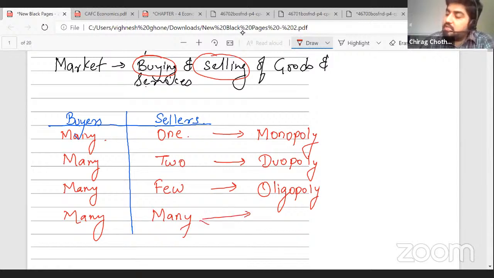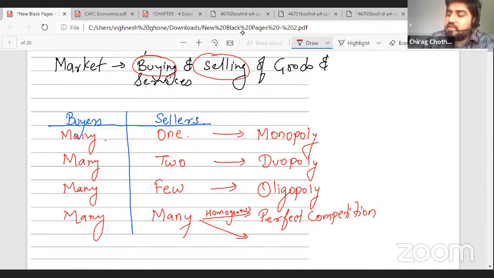Now, many sellers, many buyers, students, it can be again further classified into two parts. Many sellers, many buyers, if they are buying and selling homogeneous goods. Homogeneous means same to same goods, identical goods, and at same price. That will be called as perfect competition. What's the name I am using here? It is called as perfect competition. Now there are many sellers and many buyers, but buying and selling heterogeneous products. Heterogeneous means different products. It will be called as which market? It will be called as monopolistic competition.